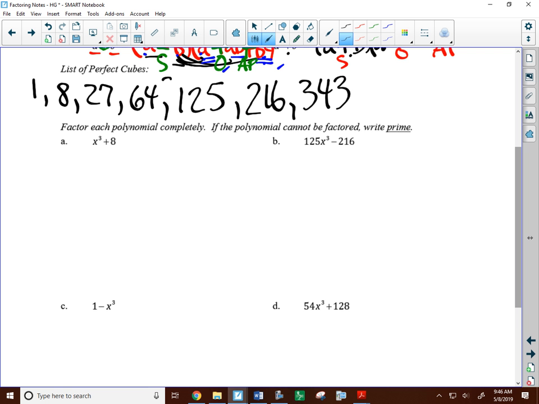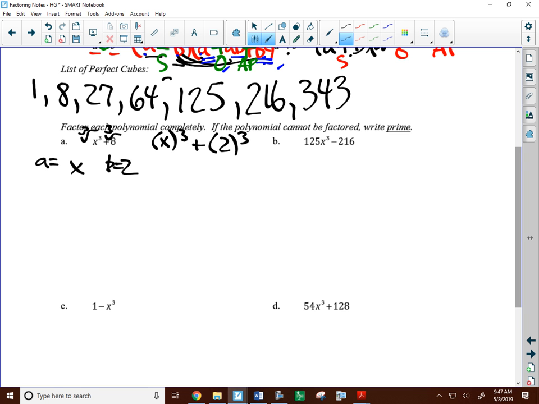Let's learn. Factor completely. If it cannot be factored, write prime. Let's do A. X cubed plus 8. No GCF. So then I go on, instead of a square root, I'm doing a cube root. So basically I'm doing a cube root of each of these. X is my A value and 2 is my B value. A is really X, and B is really 2 in the formula. Really, we're trying to write it as some value cubed, so it's really X cubed plus 2 cubed. So that's how we get our A as X, and our B is 2.